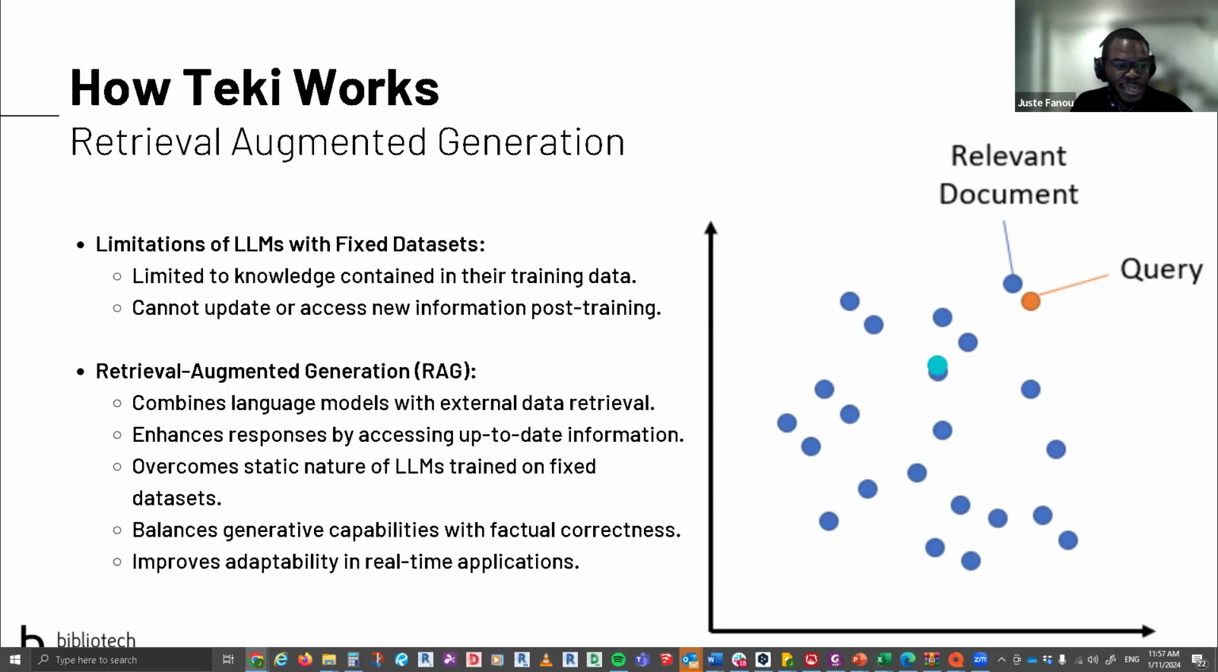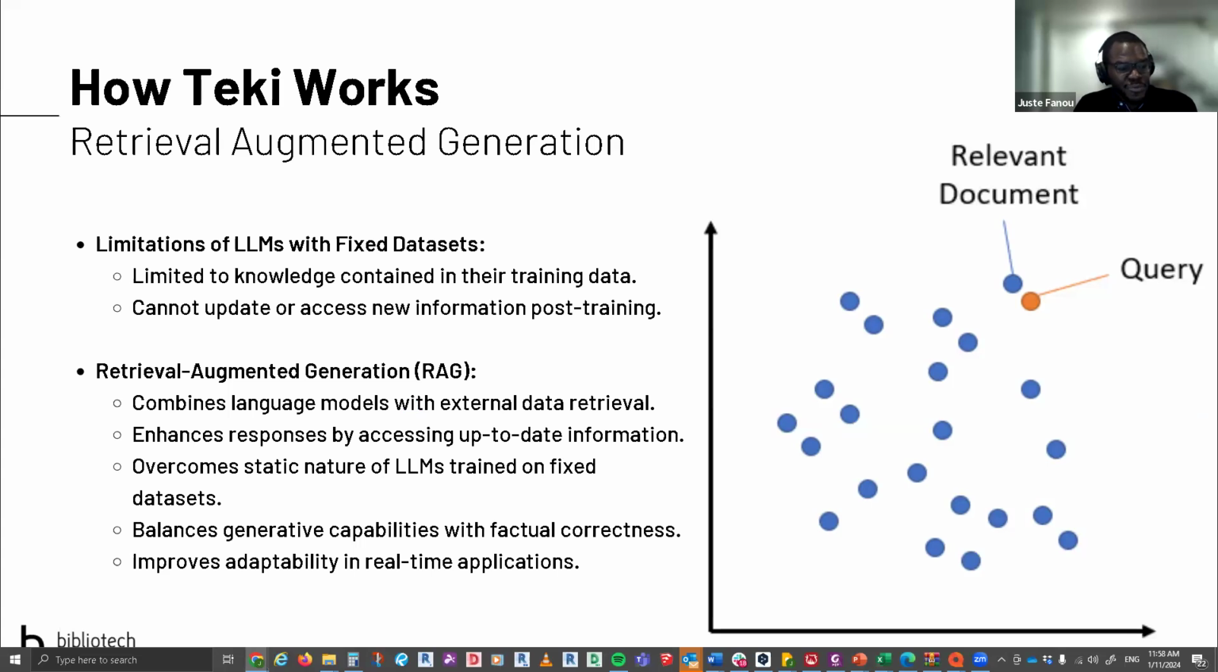So retrieval augmented generation, which is what we do with Techie, and which is what other things are based on, basically tries to overcome limitations of LLMs that have fixed data sets. Because remember, I said that GPT stands for Generative Pre-trained Transformer. So that means that the models have fixed data sets, so their knowledge is essentially all contained within their training data. They cannot update or access new information after they're trained.